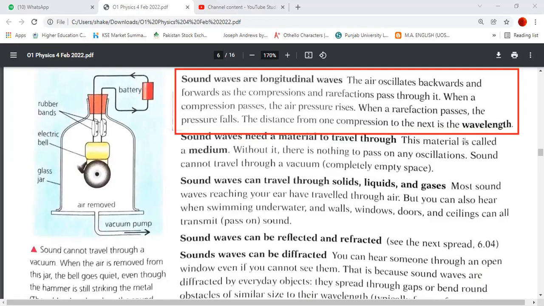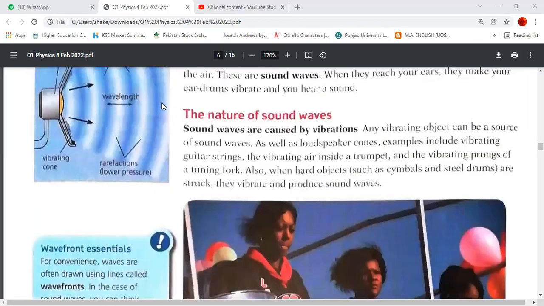When a rarefaction passes, the air pressure falls. So compression means more pressure, and rarefaction means less pressure. The distance from one compression to the next is called the wavelength. So what is a wavelength? Wavelength means the length of a single wave.